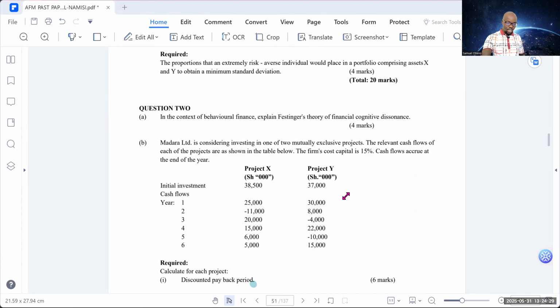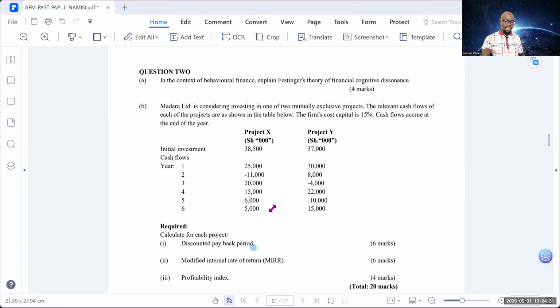The question says, Madara Limited is considering investing in one of two mutually exclusive projects. I believe you now understand what mutually exclusive projects are. And the relevant cash flows of each of the projects are as shown below. Remember, mutually exclusive projects are competing projects. When you choose to invest in one of them, the other one will automatically be disqualified. So that's what we mean by mutually exclusive projects.